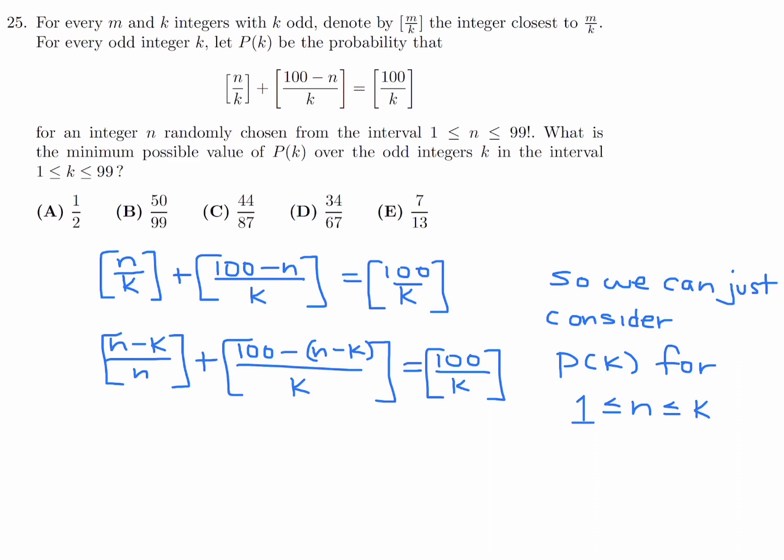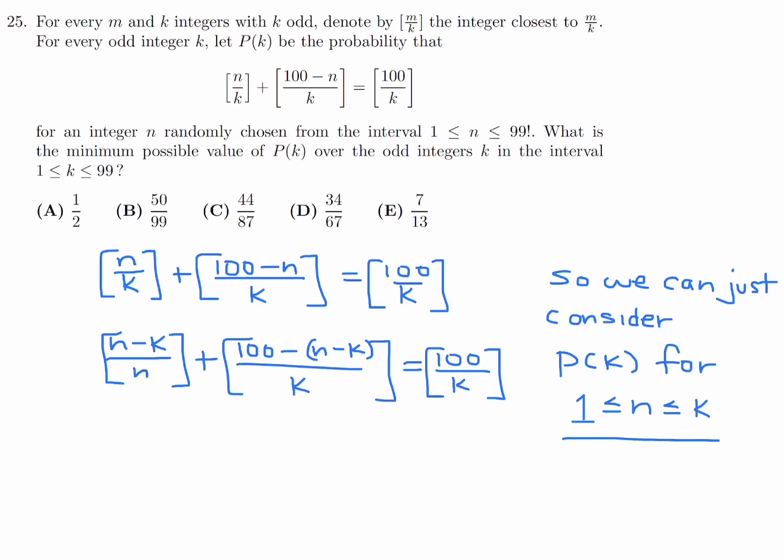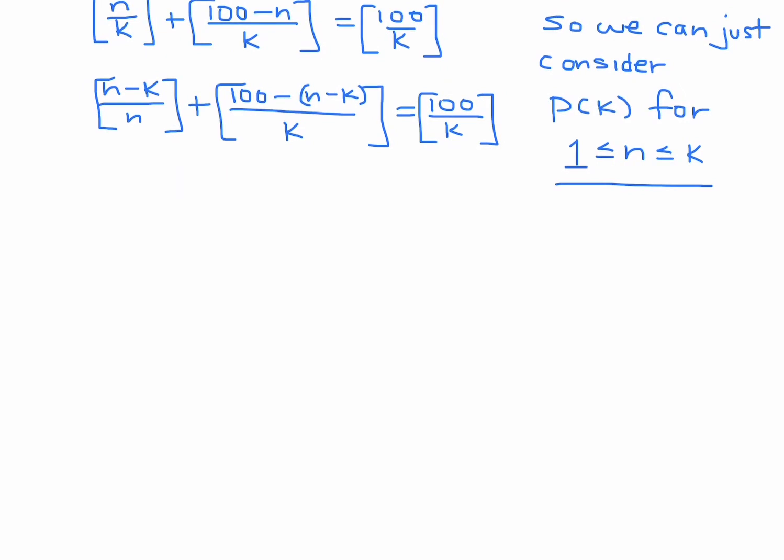So if we just use this interval for n, it will make it a little bit easier for us, and that's perfectly valid for this question. No need to go all the way up to 99 factorial, way too time consuming. So let's move forward with that.